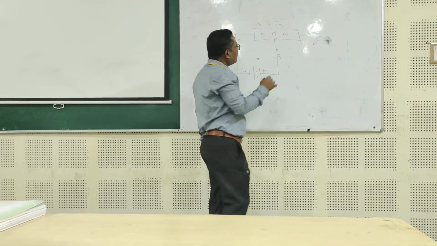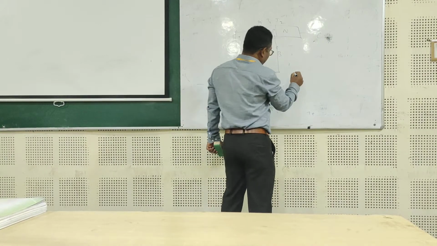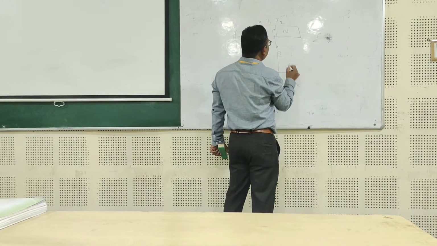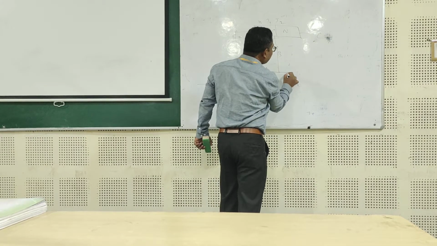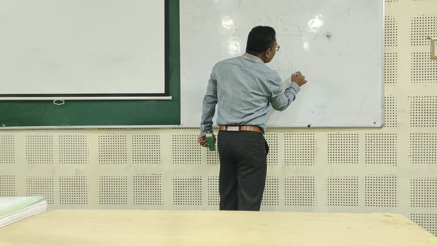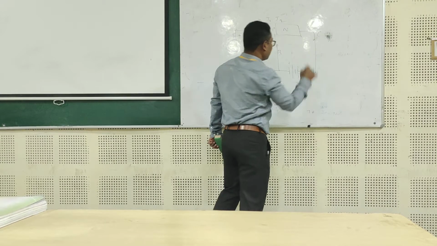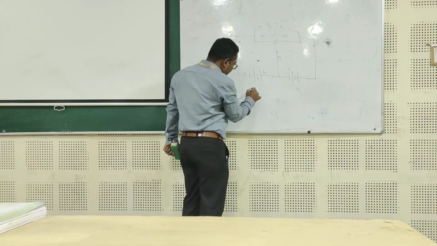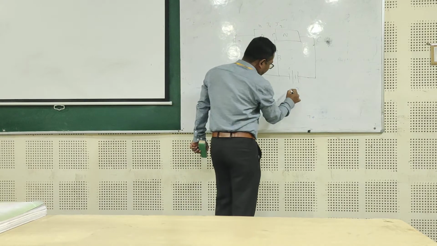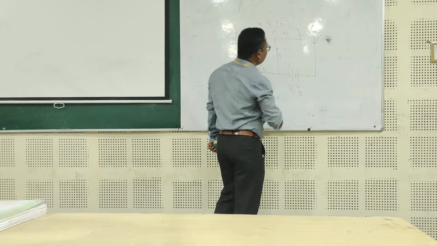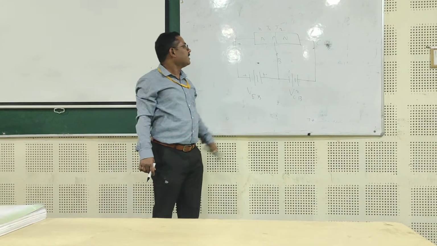Again, J2 has to be reverse biased. It should always be reverse biased. Then we should make the connection to make this junction J2 reverse biased. That means the P terminal should be connected to negative and the N terminal connected to positive. Perfectly correct. So this is your VEB and this is VCB. There are two DC sources. This is a DC source, and this is a DC source.